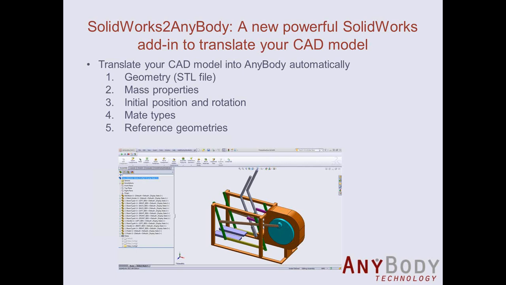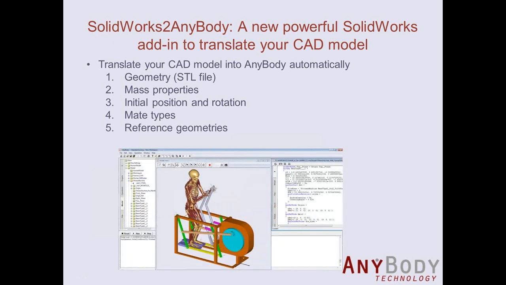SolidWorks2AnyBody can translate the following important information into AnyBody: geometry, mass properties, initial position and rotation, mates, and reference geometries. As you can see here, this CAD assembly could be translated into the corresponding AnyScript model. Based on this translated model, you can easily put our human model to build your own simulation.